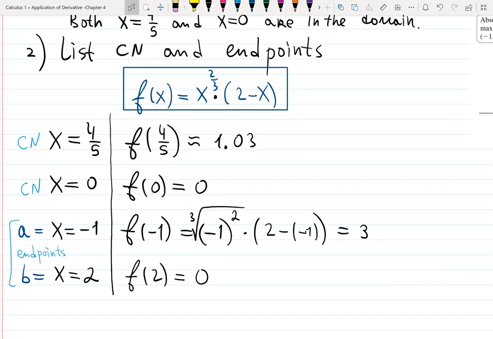The smallest number. I see 0. So there are 2 global minimums. 0 and 0 are the smallest output. That's going to be global minimum, and this is going to be global minimum.